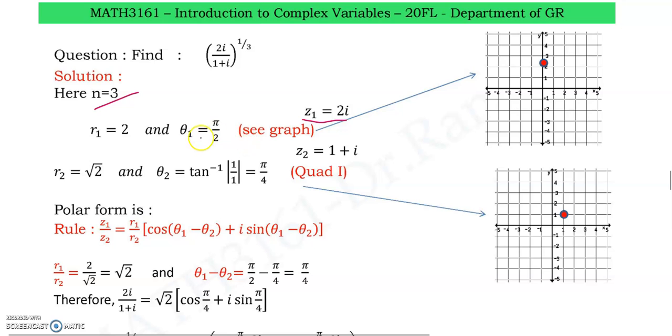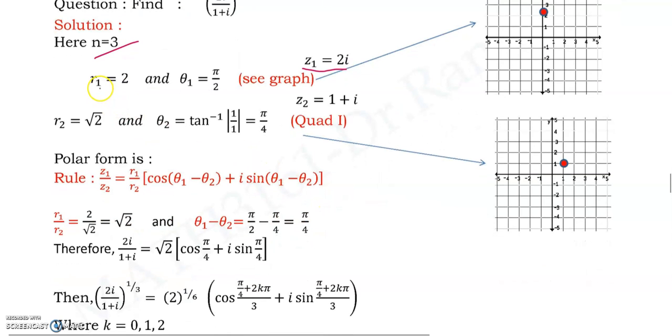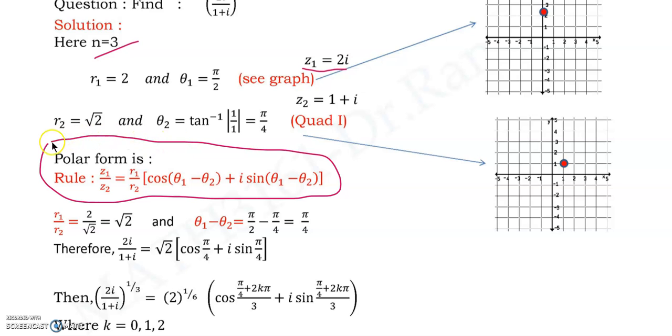See how to find theta. You see this graph; you understand, we already explained it in three or four questions. Now how to find theta 2 here from this graph? Yes, you can understand. After finding r1, theta 1, r2, theta 2, we use the rule discussed in the previous video for z1 by z2, that is 2i and 1 plus i. Now find r1 by r2, that is root 2. Now theta 1 minus theta 2 is 5 pi over 4.